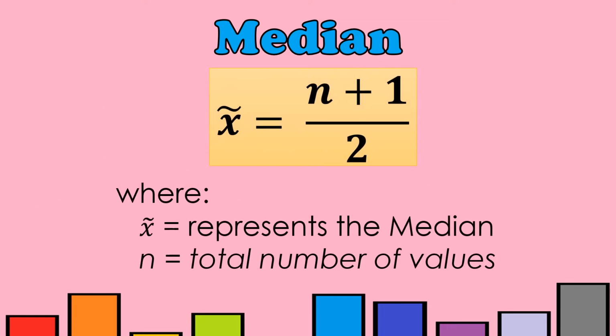Remember the first step, okay? And then let's follow this formula. So the formula is n plus 1 all over 2, where x curve represents the median, and the n is the total number of values.